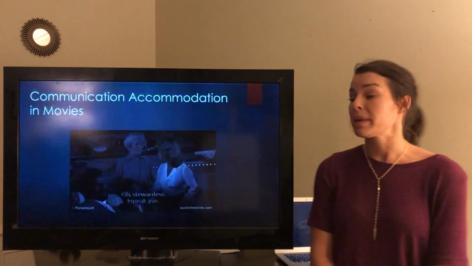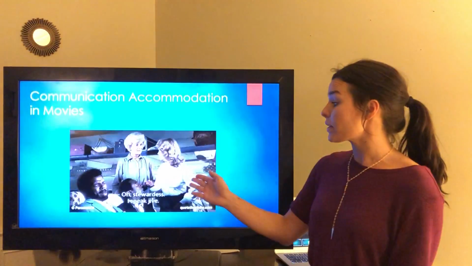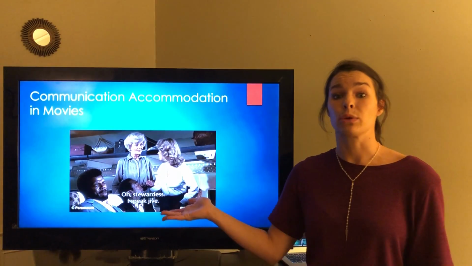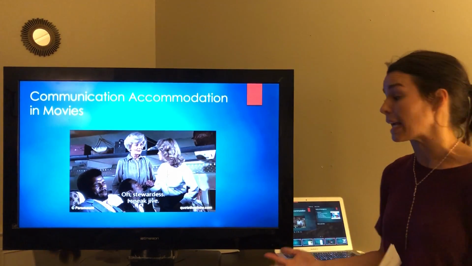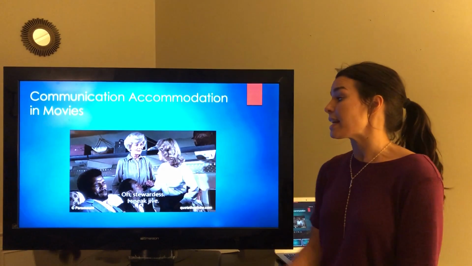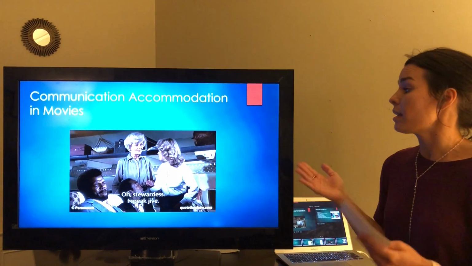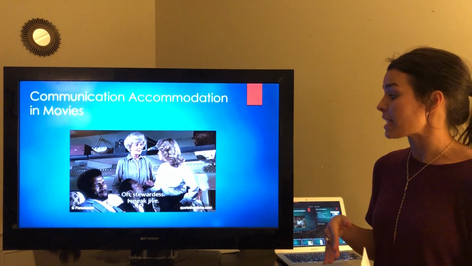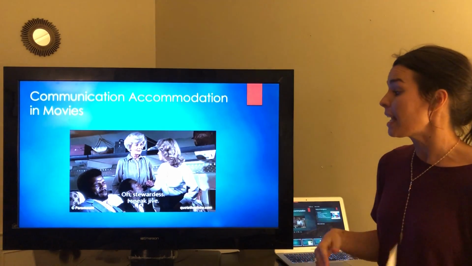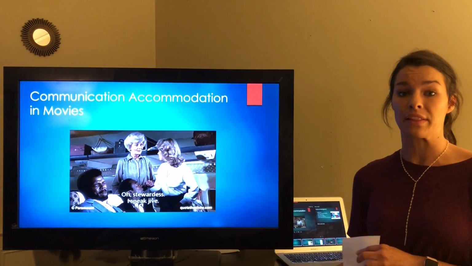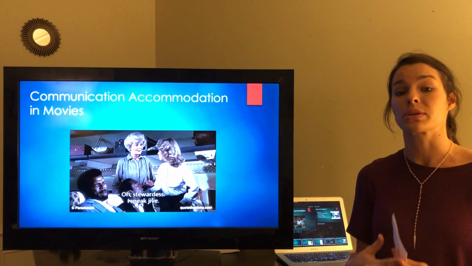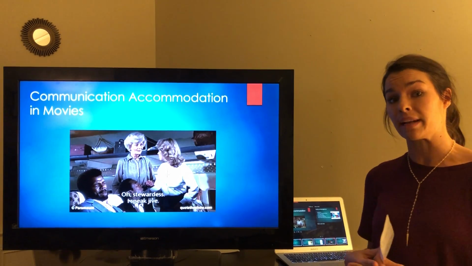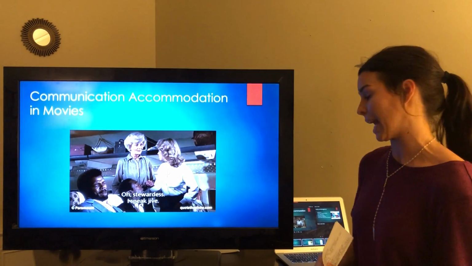So in this short clip, it shows that the stewardess is not able to understand the two men and the way they are speaking. So then this lady is able to understand what they are saying and translate it to the other people, so that way they're able to effectively accommodate one another and communicate.